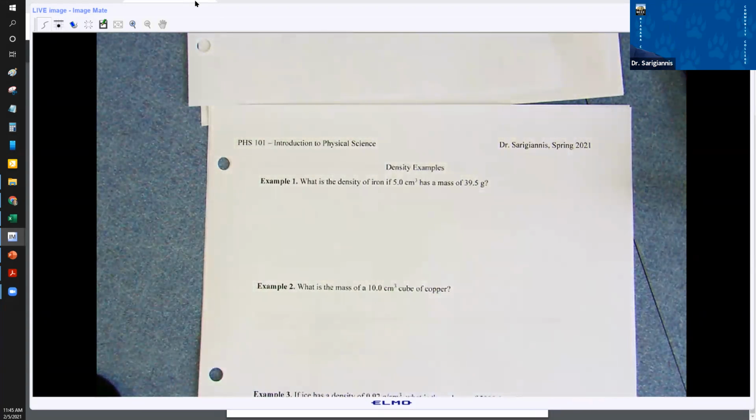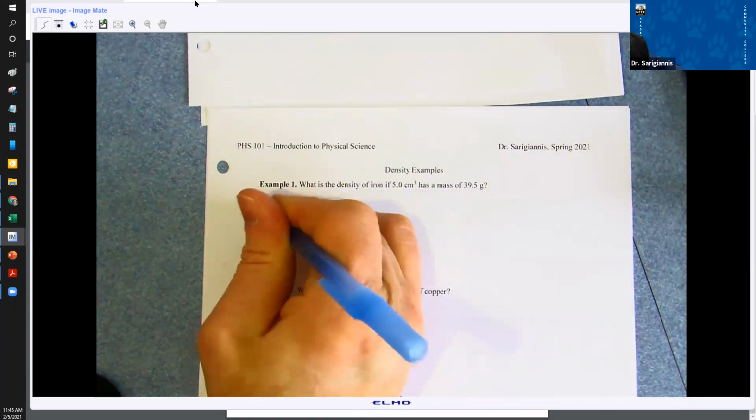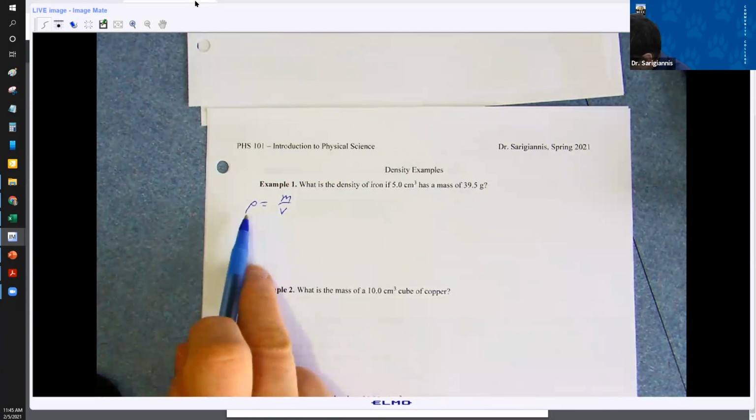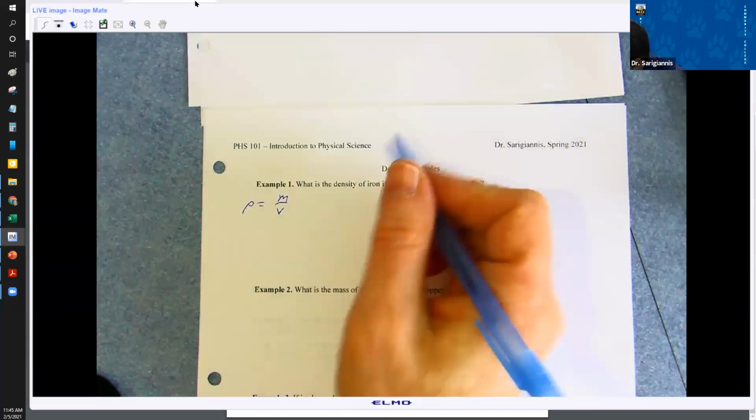All right, what's the density of iron if 5 cubic centimeters has a mass of 39.5 grams? So the first thing we're going to do is write down our density formula. Oh, and look, we don't even have to do any rearranging. We looked it up on our sheet. It's the form we need. We need to know the density.